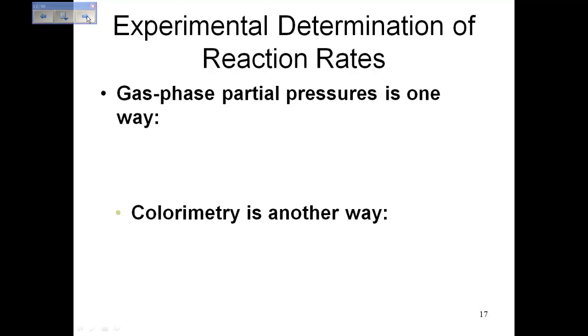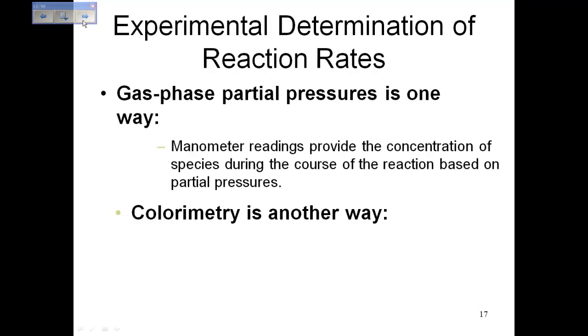Gas phase partial pressures is one way they do it. You have a manometer reading, which provides the concentration of species during the course of the reaction based on partial pressures. You may recall PV equals nRT, the ideal gas law, which basically means pressure is proportional to n over V, or concentration, number of moles over volume. So by monitoring the pressure, there's a relationship between that and concentration, and then we can go from concentration to figure out rate.